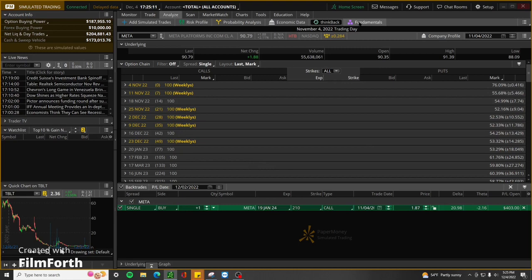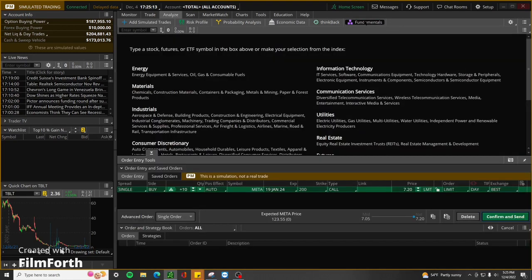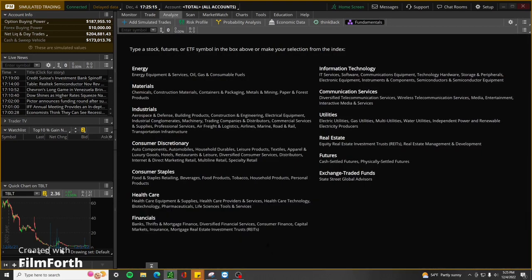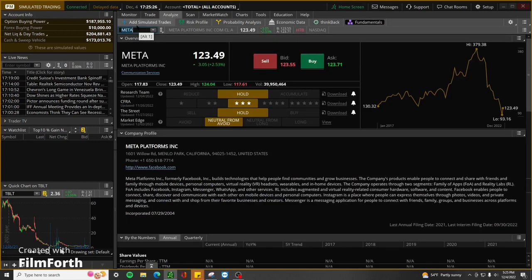So the next tab we're going to be looking at is the fundamentals tab. The fundamentals tab is essentially a tab that shows you fundamental information about a stock. We're going to stick to Meta. You type in Meta, hit enter. It shows you the fundamentals of Meta. It shows you the analyst ratings. It shows you the current price, the bid and ask. It shows you the graphical representation between the two date ranges.